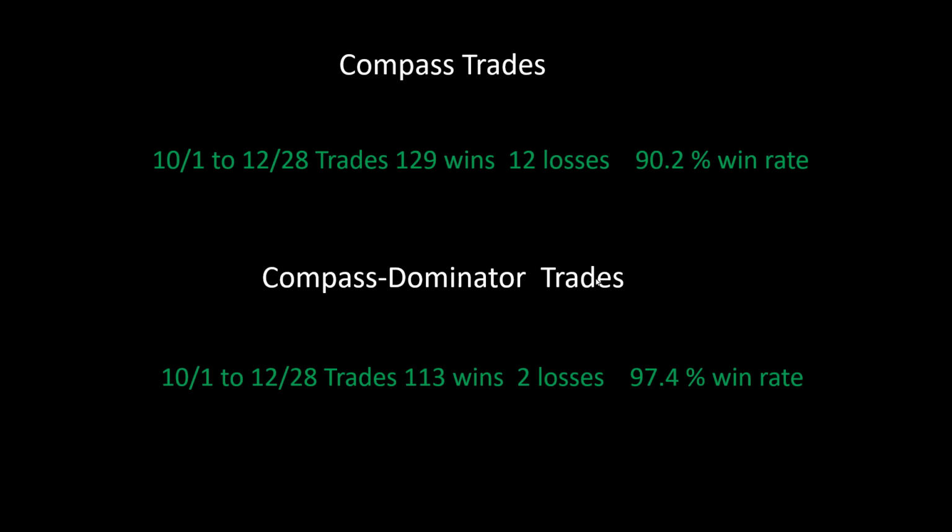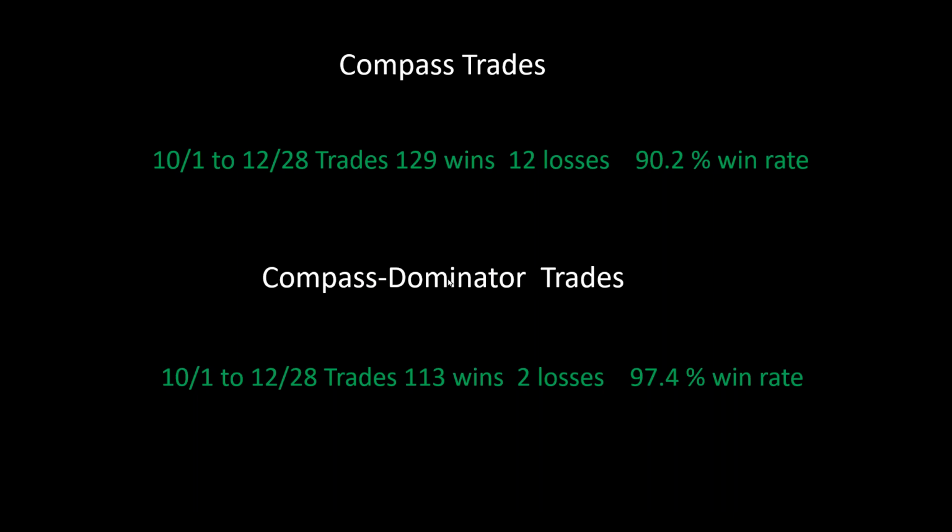And now on the Compass and Dominator trades, when I lined up the Compass system, in other words, the institutions were buying or selling, and the market internals were also showing me a large number of stocks going up on up volume and upticks versus stocks going down on down volume and downticks, such as 700 stocks going up and 100 going down, those would be bullish, and vice versa for the bearish. When I took the trades on the Compass-Dominator combination setup from October 1st to December 28th, I had 113 wins and 2 losses. Again, the number of trades is fewer because the market internals don't always line up. A lot of times there'll be just as much buying as there is selling.